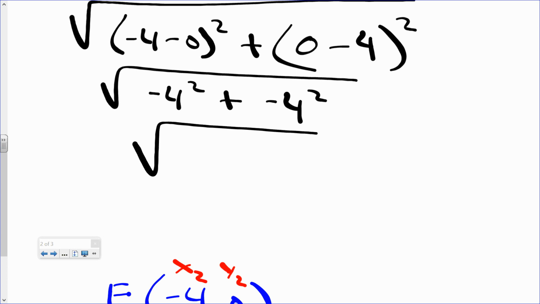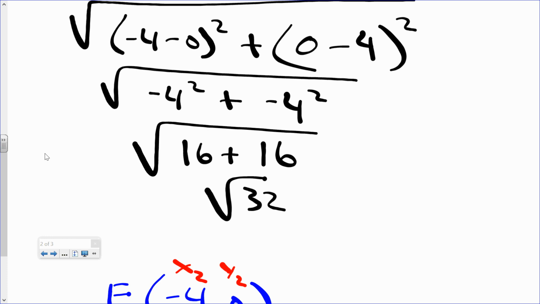What's negative 4 times negative 4? Positive 16. Plus another positive 16. Look at that. We're good, Martinez? So it's the square root of 32.